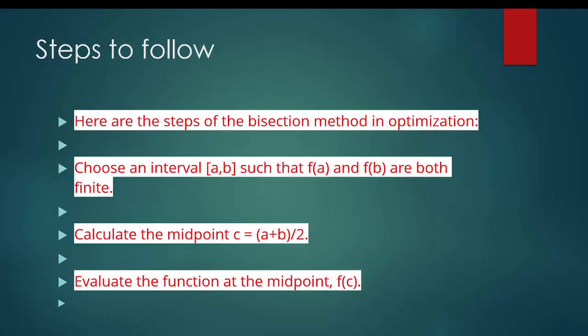For example, an interval between a and b is taken, f of a and f of b are calculated, and the midpoint of the given interval is also calculated: c is equal to (a plus b) by 2. Evaluate the function at c, which means calculate the function value at c.